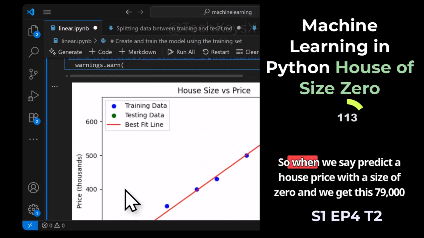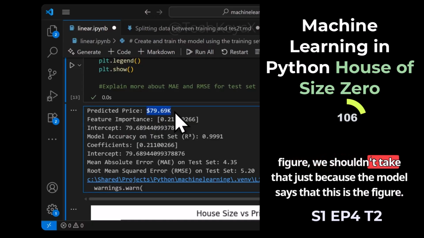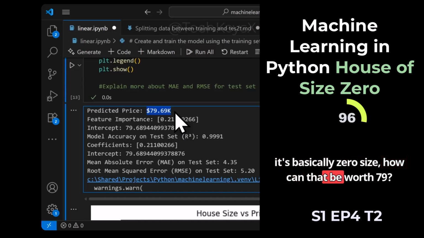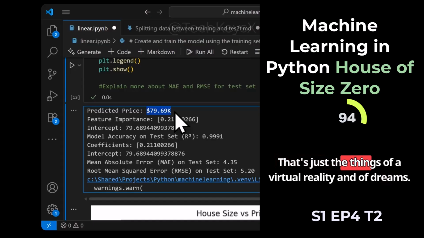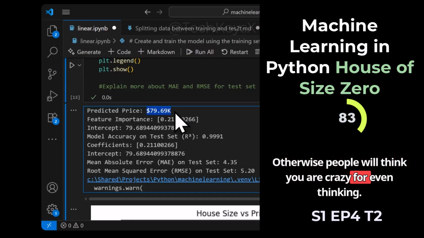That's all it is. So when we say predict a house price with a size of 0 and we get the 79,000 figure, we shouldn't take that just because the model says that this is the figure. We shouldn't accept it as the truth, because we know that a house with no plot size, that is basically 0 size, how can that be worth 79? That's just the things of virtual reality and of dreams. You cannot have a house that is 0 in size and still worth 79,000. Otherwise, people will think you're crazy for even thinking that.